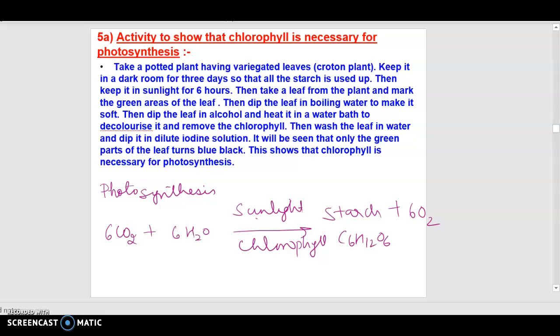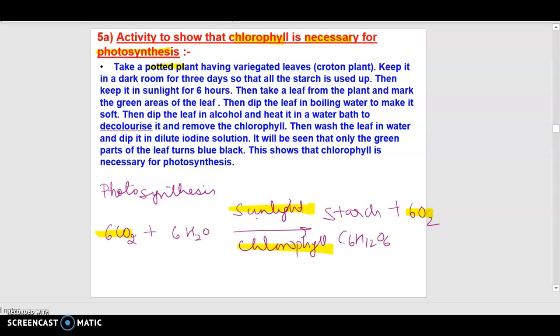Now, to prove all these factors, that chlorophyll is required for photosynthesis, sunlight is required for photosynthesis, carbon dioxide is one of the raw materials required for photosynthesis, and oxygen is a product of photosynthesis, many experiments have been done. So in this first experiment, this is to prove that chlorophyll is essential or necessary for photosynthesis.